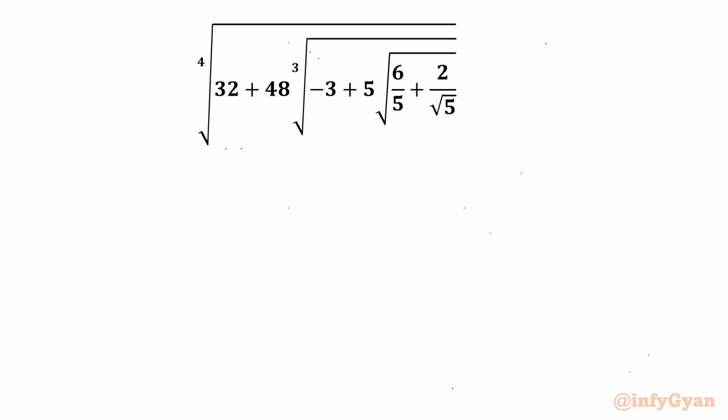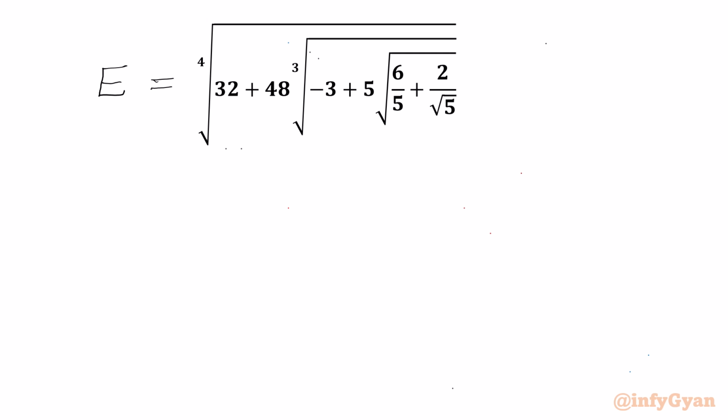In this video, we have one very interesting question from radical mathematics. We have to simplify the 4th root of 32 plus 48 times the cube root of minus 3 plus 5 times the square root of 6 over 5 plus 2 over square root 5. So let's get started by considering the given expression equal to E first.